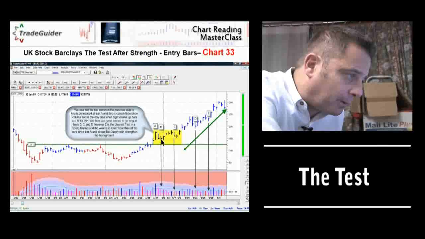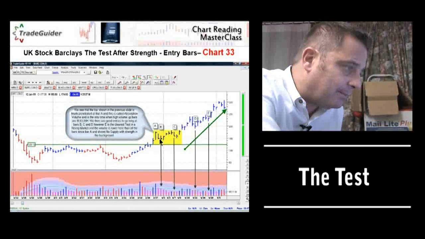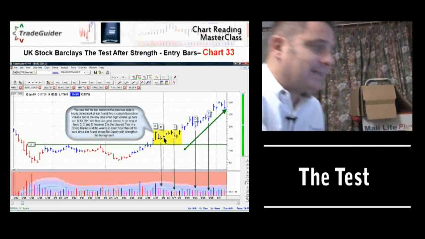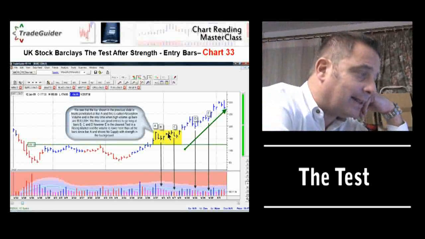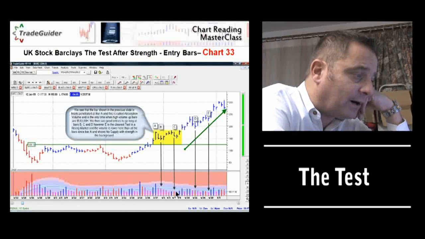That means as they push the price down, there's no selling pressure on the bar. That's what B is. No selling pressure. We know that because the next bar closes up. Okay, then they bring it back up, but C is a markdown on very low volume.